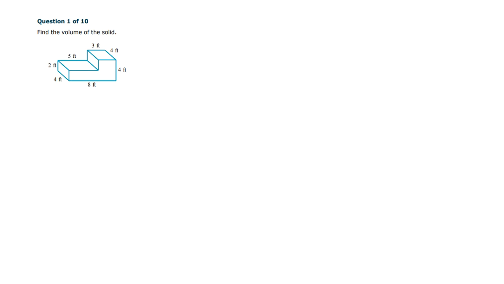First question, find the volume of the solid. Now the easiest thing to do for these ones would be to break the solid up into two different rectangles. And then we're going to find the volume of each of these rectangles individually and then add them together, and that will give us the volume of the solid. Okay, so let's go ahead and do this one right here first.